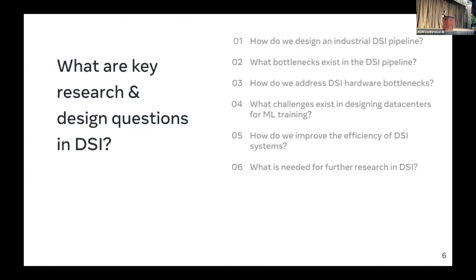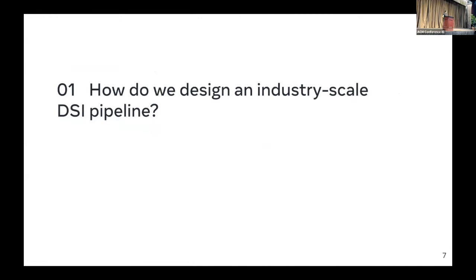For the rest of this talk, I want to synthesize our characterization results around asking 6 main questions on what some of the key research and design issues are from our experiences building a DSI system. Naturally, the first question is, how do we build an industry scale DSI pipeline?